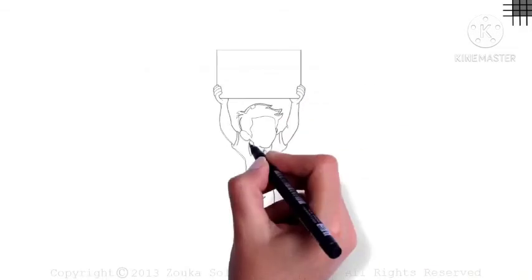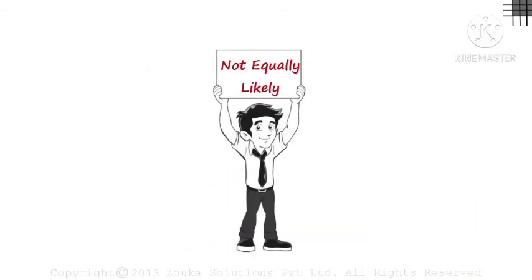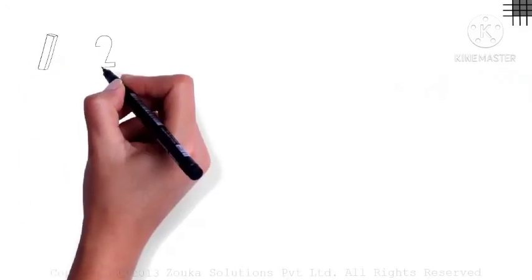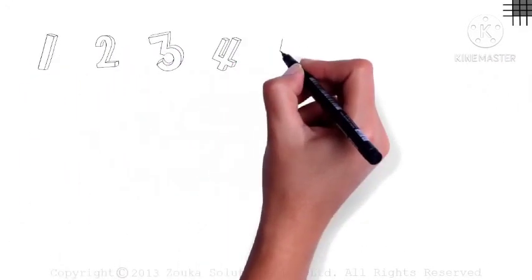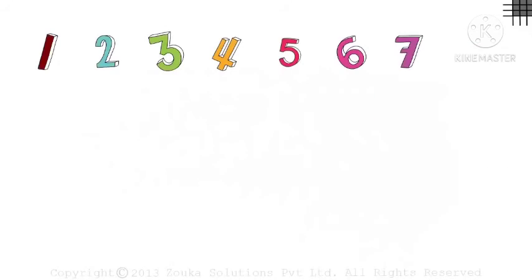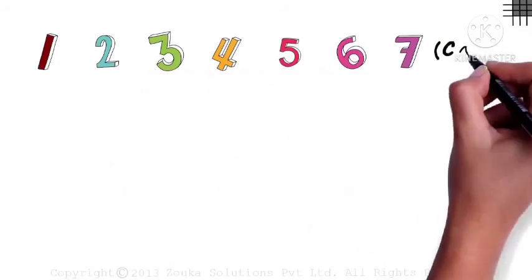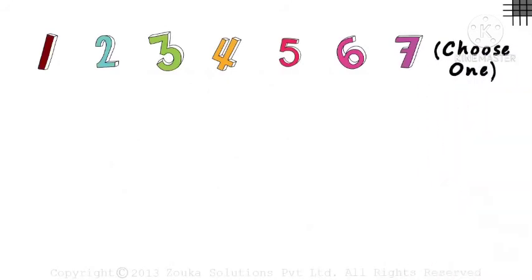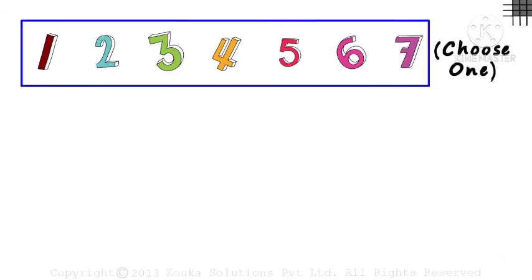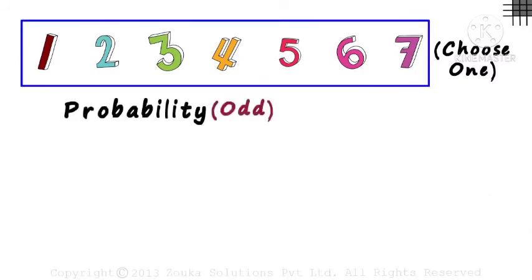Let's think of a case where two events are not equally likely. Look at this set of numbers: 1, 2, 3, 4, 5, 6 and 7. Assume you have to choose one random number from this set. It can be any one of the 7 numbers. What is the probability of choosing an odd number?